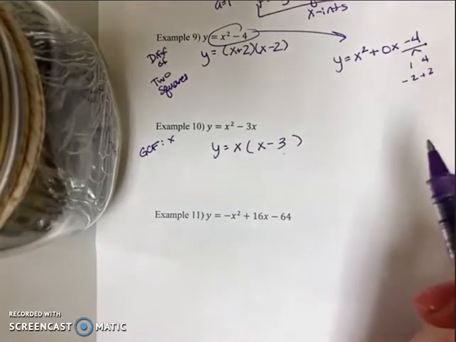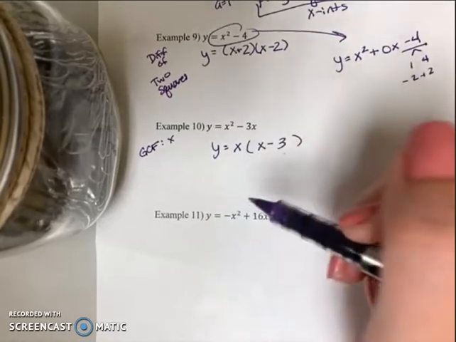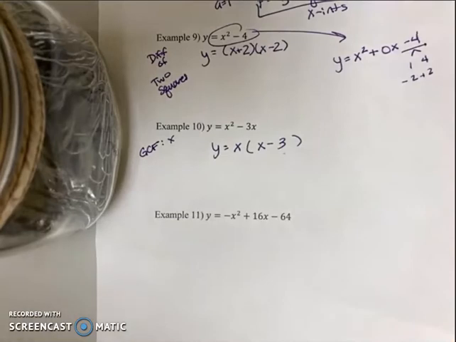If I were solving this, I would set both equal to 0. x equals 0 gives me one solution. x minus 3 equal to 0 would give me a solution of positive 3.